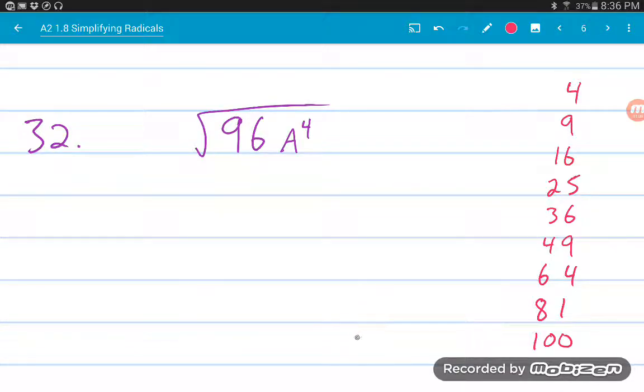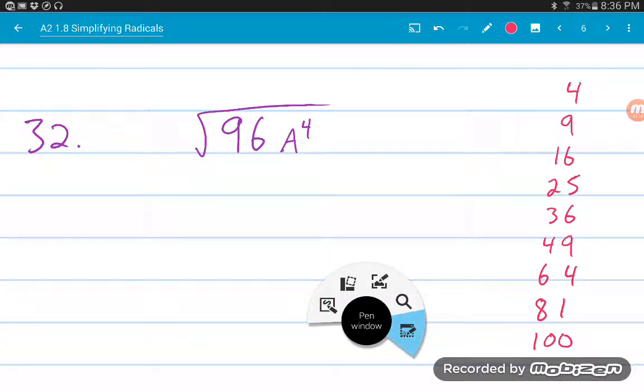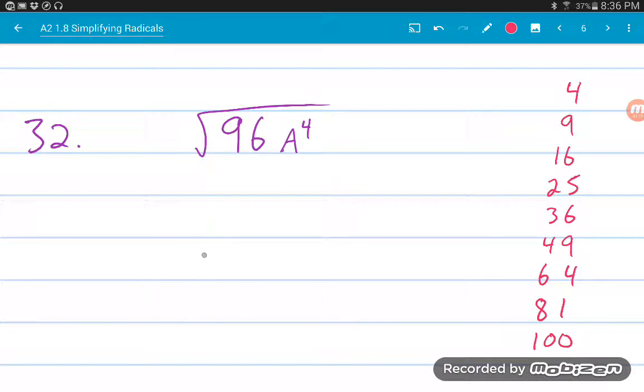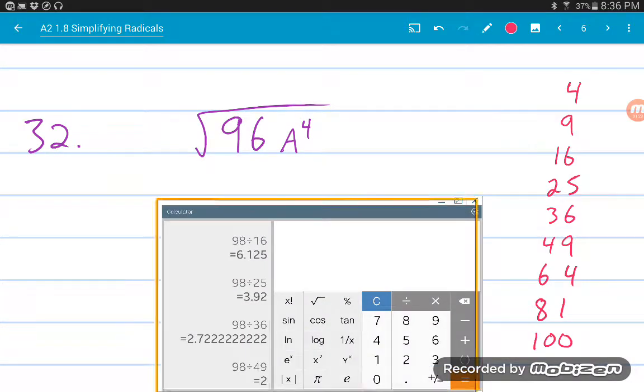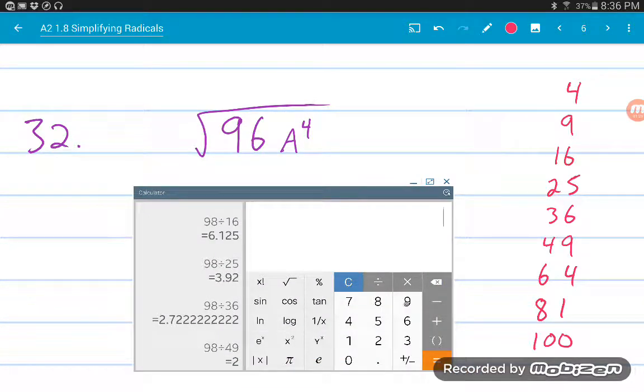So I'll show you how I do that on a calculator, and this will work on any calculator, not just like a special fancy graphing calculator. Alright. I want to see which one of these divides evenly into 96. So let's see, 96 divided by 4. That works. Let's see if any bigger ones work, because bigger is better as far as factoring goes. I want the biggest one.